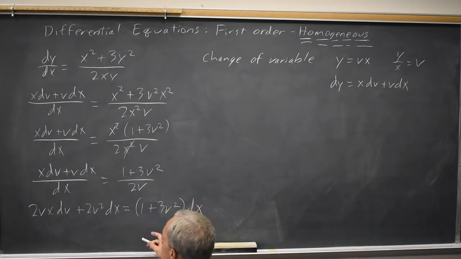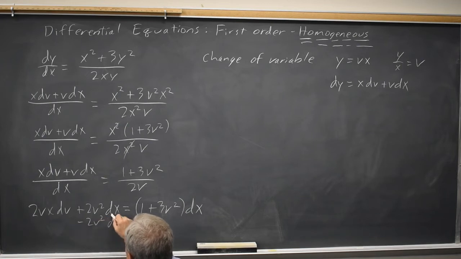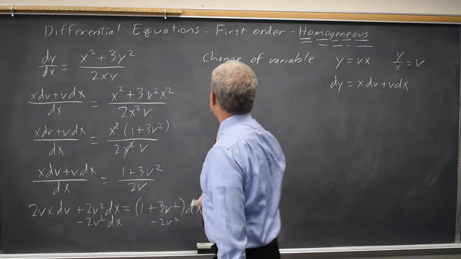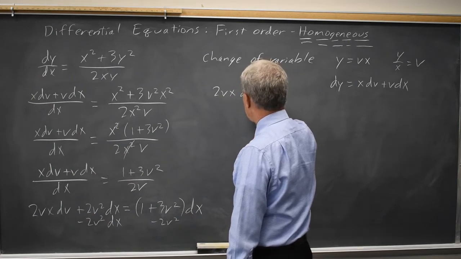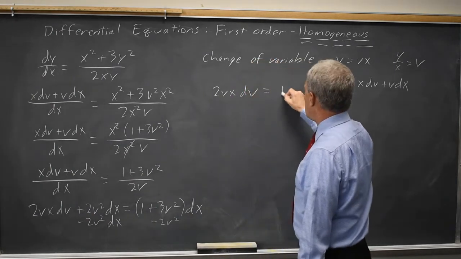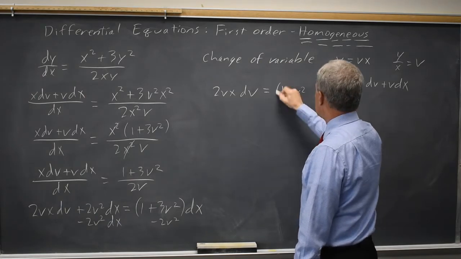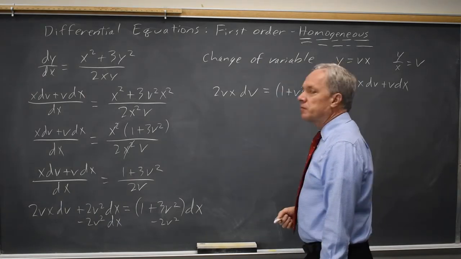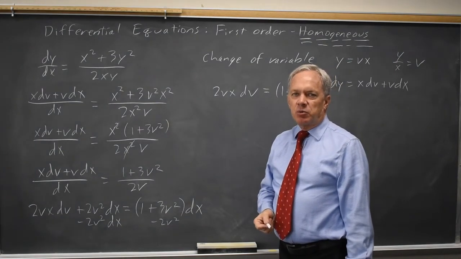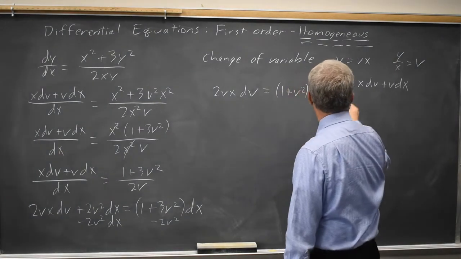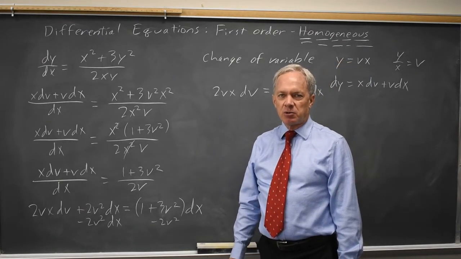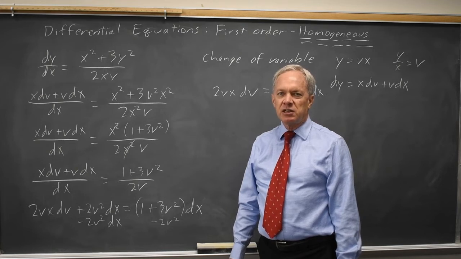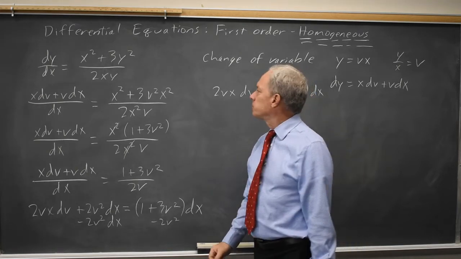Now I want all my dx terms on the right, so I'm going to subtract 2v squared dx from both sides, which on the left leaves me with 2vx dv, and on the right I have 1 plus v squared dx. As I promised before, the change of variables y equals vx with dy equals x dv plus v dx made this separable. Now it looks like something we've seen in Calculus 1 or Calculus AB.